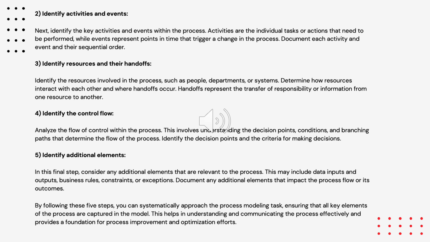In the second step, identify activities and events. We're going to identify the key activities and events within the process. Activities are the individual tasks or actions that need to be performed, while events represent points in time that trigger a change in the process. Document each activity and event and their sequential order.